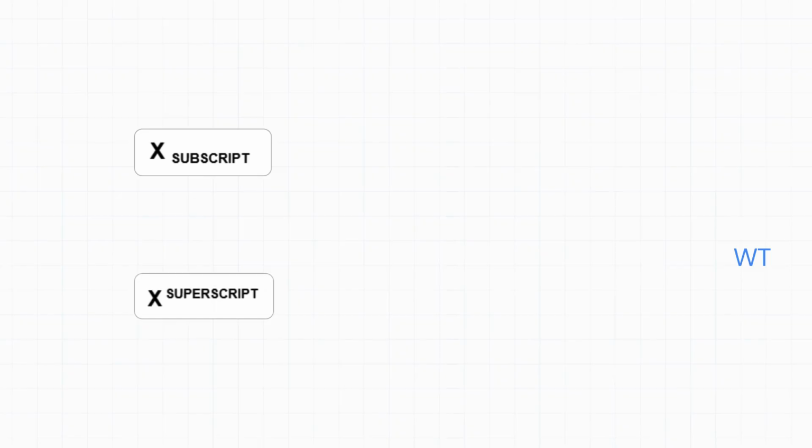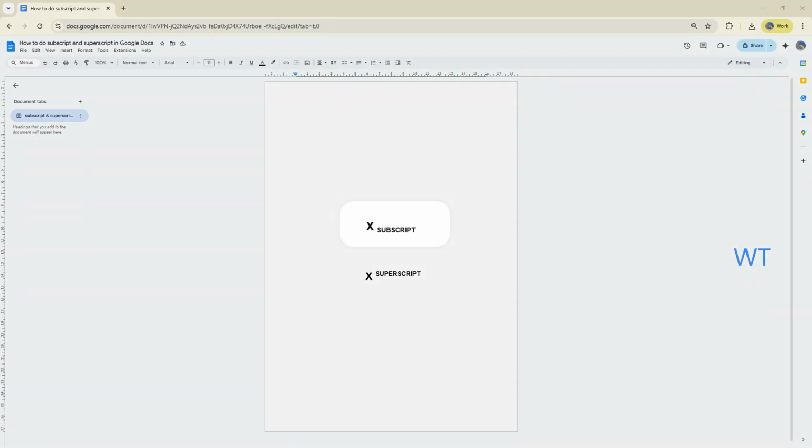Both Subscript and Superscript work as toggle commands. Repeat the same step or shortcut to turn them off. That's it. You've applied Subscript and Superscript in your document.